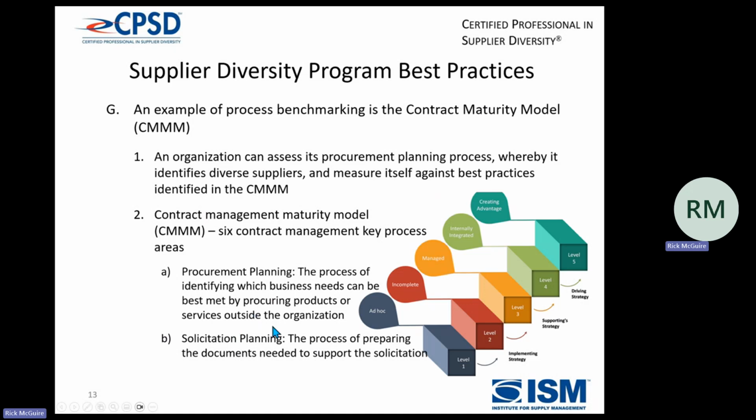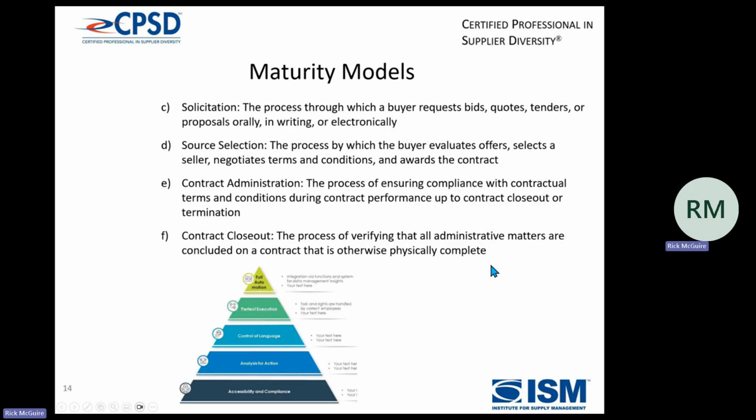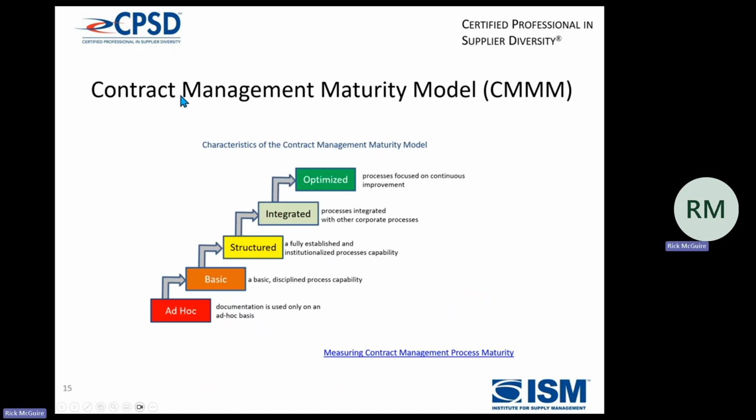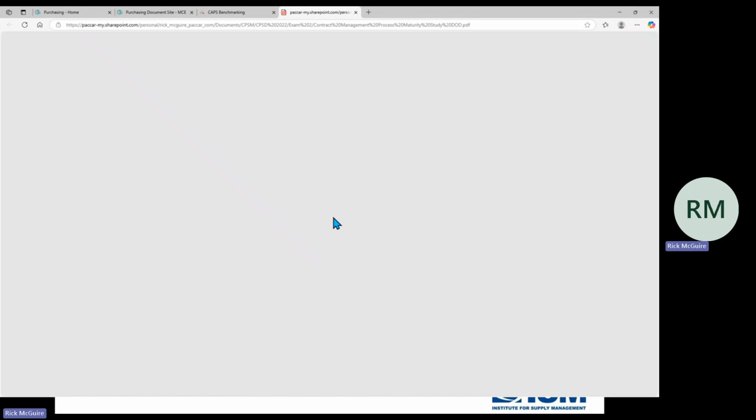Procurement planning, solicitation planning, bid planning. And these are the different levels: ad hoc, incomplete, managed, internally integrated, and creating advantage. Solicitation, source selection, contract administration, and contract closeout. So here's the contract management maturity model again: ad hoc, basic, structured, integrated. Here's a short article on it if you're interested.